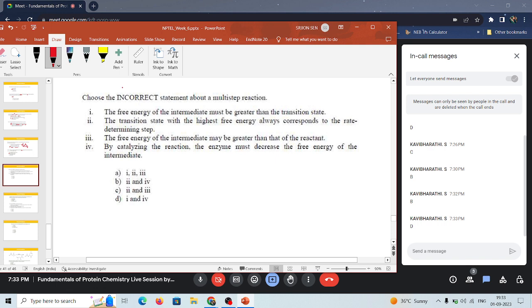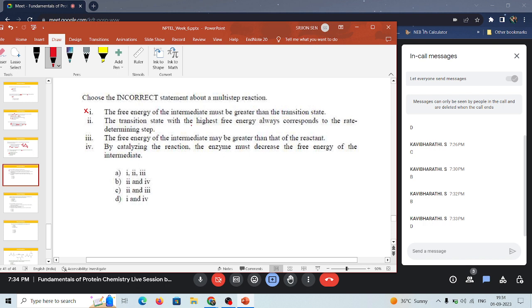Okay, let us see from the first option. The free energy of the intermediate must be greater than the transition state. That is incorrect. It cannot be greater than the transition state, then the reaction will not occur. So 1. So let us see in which we have 1. So in A and in D. Okay, coming to the next one.